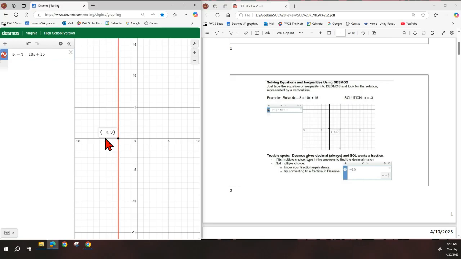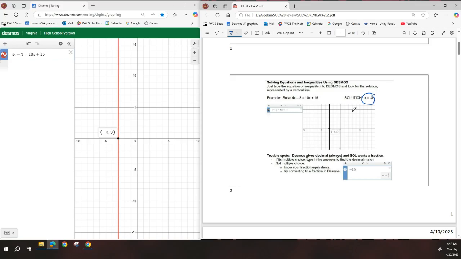No matter where my x-intercept is, the second number is always going to be 0. It's that first number that tells us what our solution is. So our solution to this equation, 4x minus 3 equals 10x plus 15, is negative 3. It's that number that is the x value of our x-intercept.